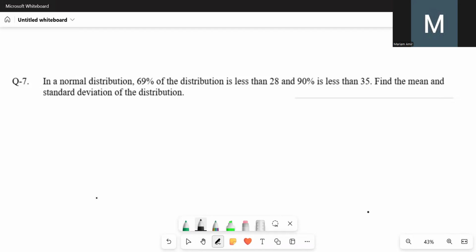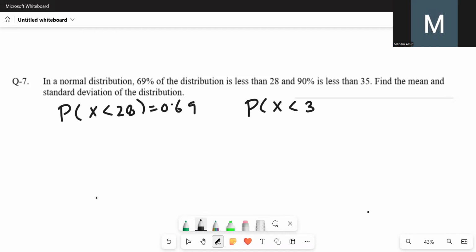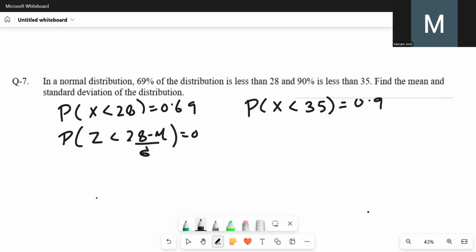Question number 7. In a normal distribution, 69% of the distribution is less than 28. So probability x is less than 28 is equal to 0.69, and 90% of the population is less than 35. So probability x is less than 35 is equal to 0.9. Find the mean and standard deviation of the distribution. So we're going to standardize this by subtracting mean and dividing the standard deviation. Same here. When you standardize, the x becomes z.